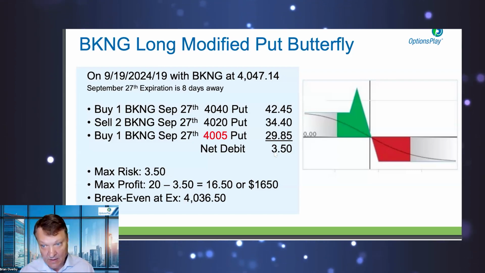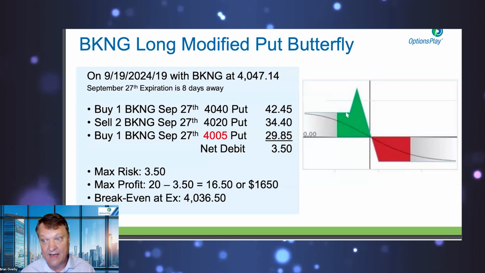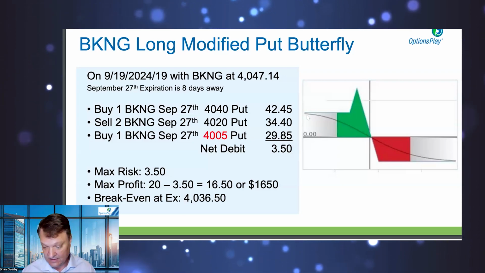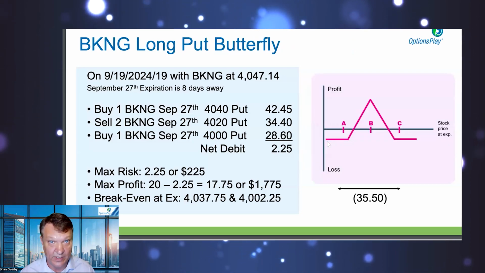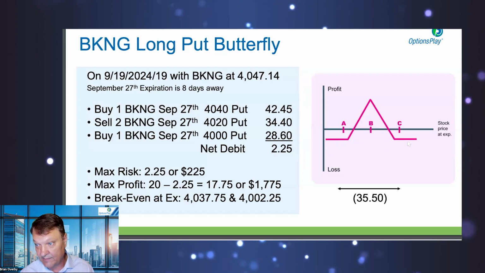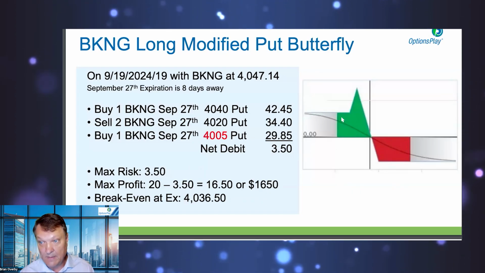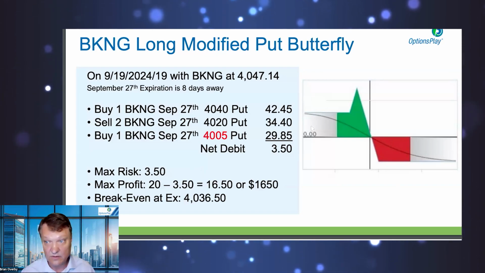But we paid $3.50. So 5 minus $3.50 means that from here on down, we'd be making $1.50. From here on down, we'd be losing $2.25. Lose $2.25, lose $2.25, lose $3.50, make $1.50. Did I get your attention?